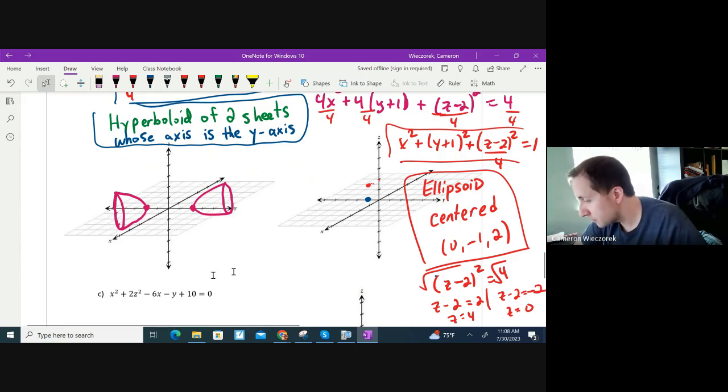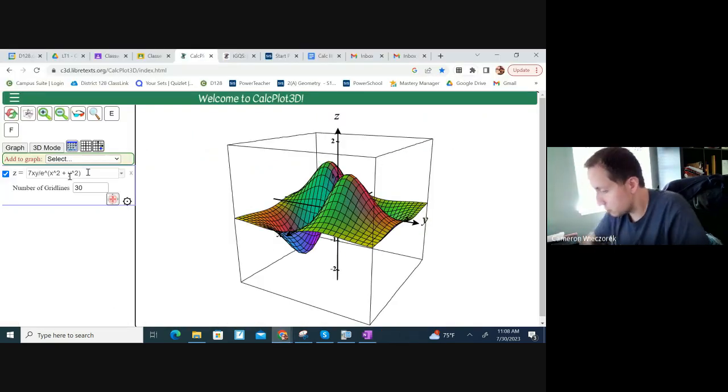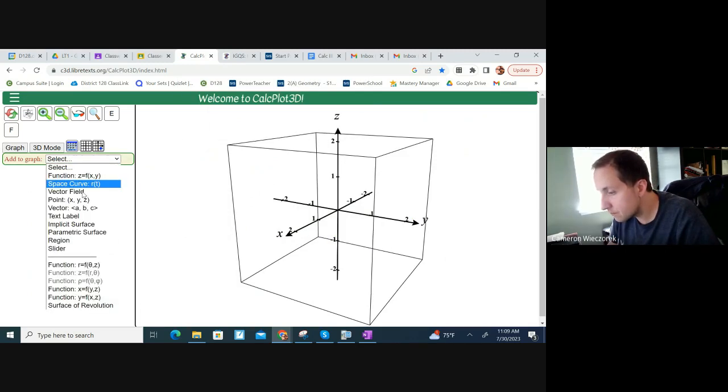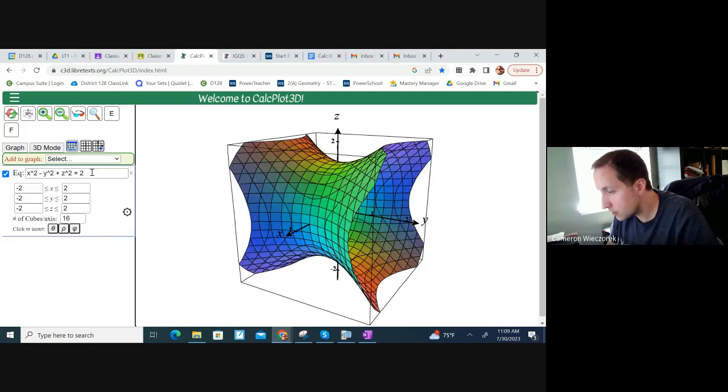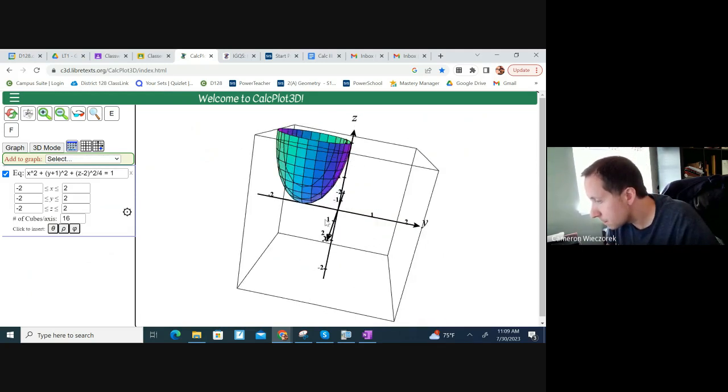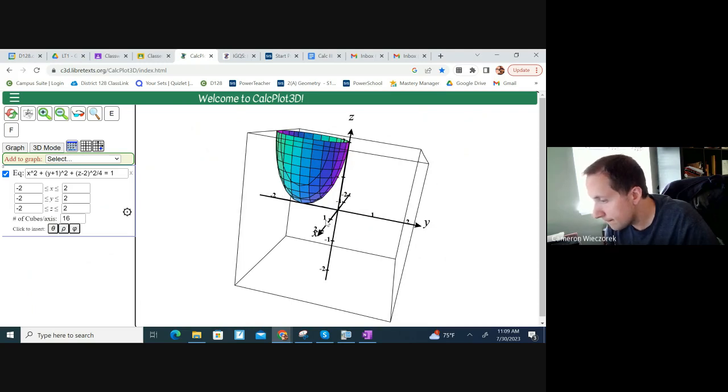Yeah, and if we graph this, let's kind of just get some intuition for what this should look like. These are a little trickier to graph when they're shifted. We're going to get x squared plus (y plus 1) squared plus (z minus 2) squared over 4 equals 1. What? Oh, it needs to be an implicit surface. My bad. Let's try that again. x squared plus (y plus 1) squared plus (z minus 2) squared over 4 equals 1. There it is. Yeah, there we go.